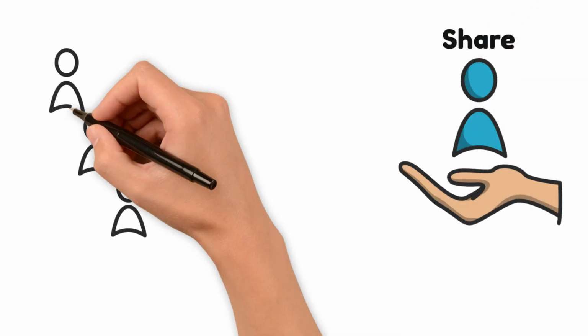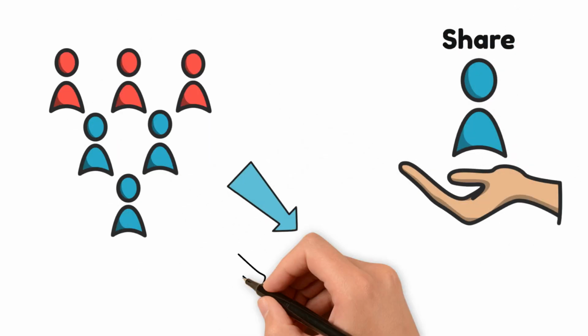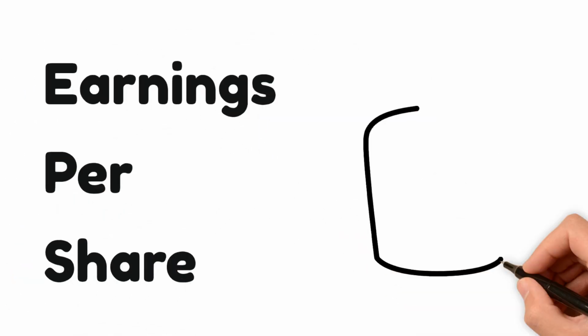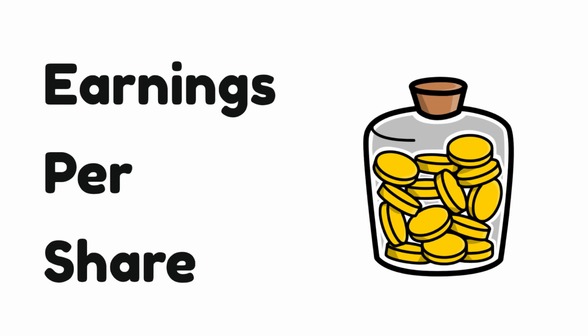Owning a share of stock means you're a legal part owner of a company, and as a part owner, you receive a portion of its profits. This concept is captured by a key financial metric known as earnings per share, or EPS.